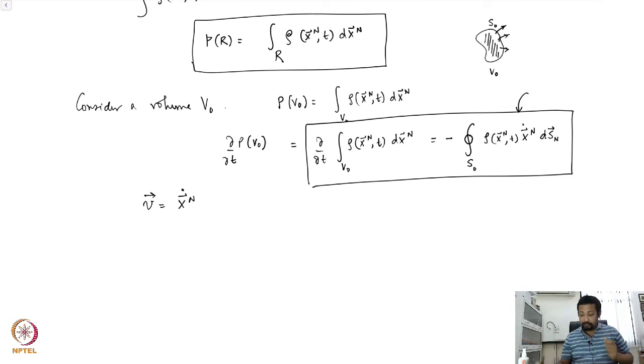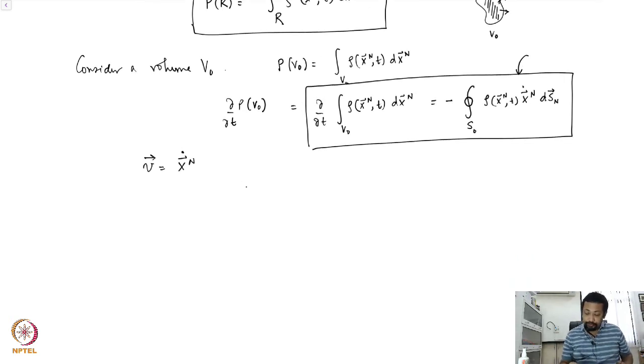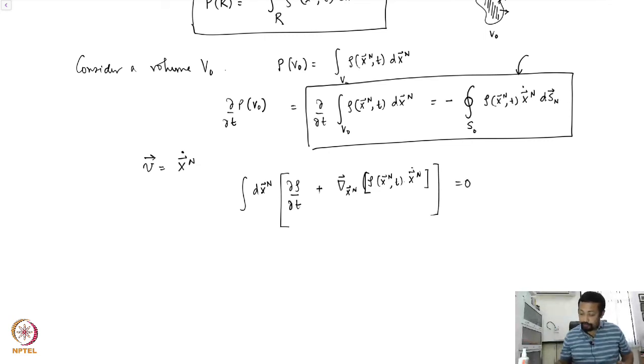So it follows, therefore, that the integral of dxn of del rho del t plus, if I use the divergence theorem to convert this surface integral into a volume integral, the divergence of rho of xn comma t times xn dot, is equal to 0.